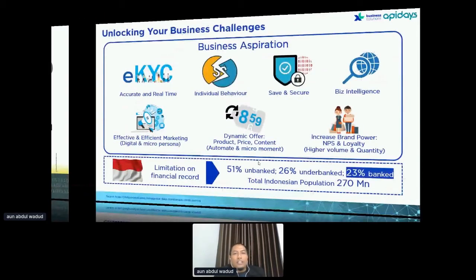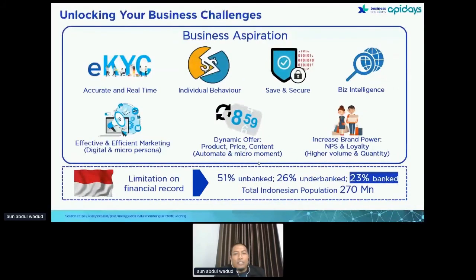Some of the opportunities where we can help through our telco data are, for example, accurate and real-time eKYC, individual behavior, safe and secure business intelligence, effective and efficient marketing, dynamic offers like ultimate and micro moments, and also increasing brand power, NPS, and loyalty.